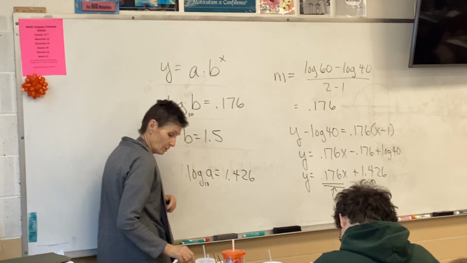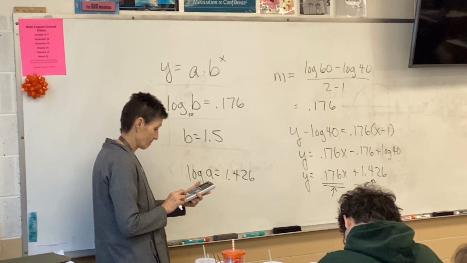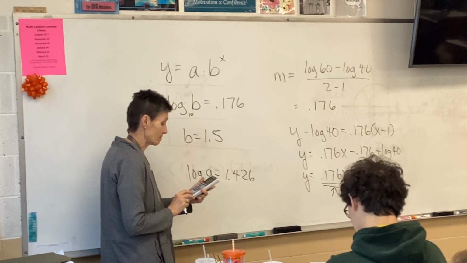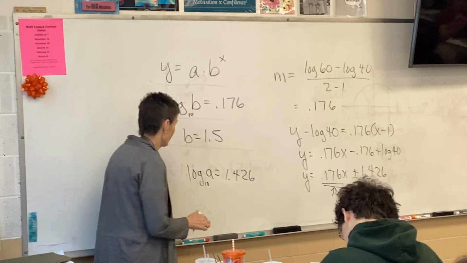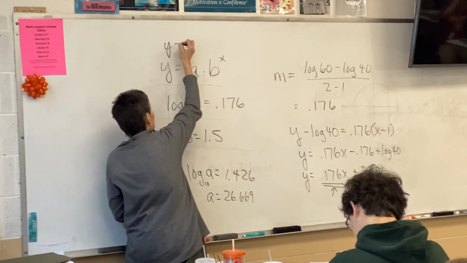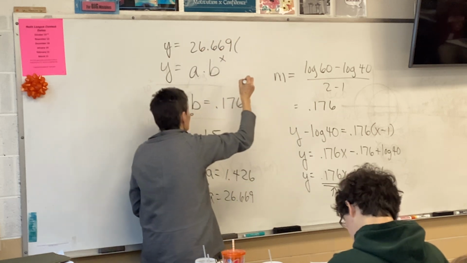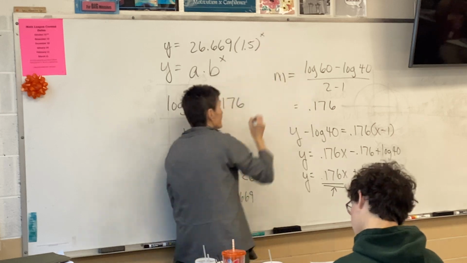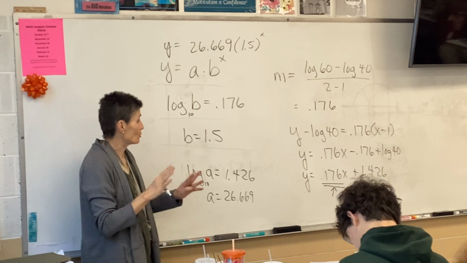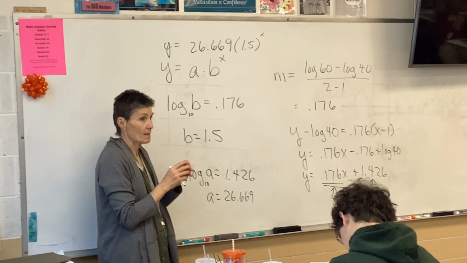Okay, so it looks like that is about 26.669. So my equation is 26.669 times 1.5 to the x. Now we got round off in here, there's no question about it, there's round off all over up here. But let's see how close we came.